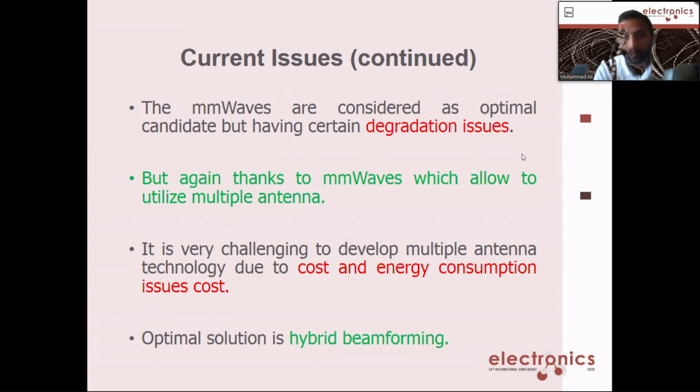For example, in this specific system, we are using 192 antennas at the transmitter, receiver, and eavesdropper side. So it means that we require 192 multiplied by 3 RF chains. So this is very unrealistic. For that reason, the solution is the hybrid beamforming technique. In the hybrid beamforming technique, we are utilizing a combination of analog and digital precoding. In this way, we are reducing the number of RF chains, and hence we are reducing the cost and energy consumption.